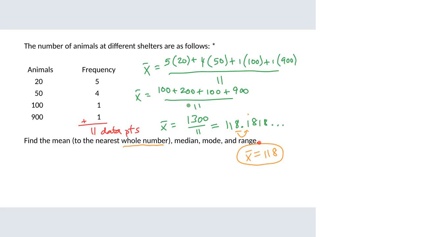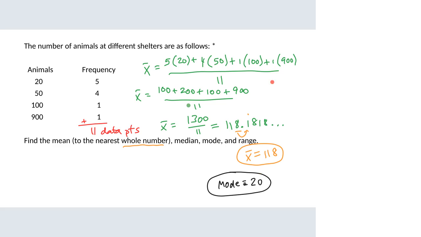Okay, save the median for last. The mode. Mode's nice and easy in a frequency table. The largest frequency is here with this 5, and that goes with the data point of 20. So the data point that occurs the most is the 20. So the mode is just 20. So we have a mean of 118. We have a mode of 20.